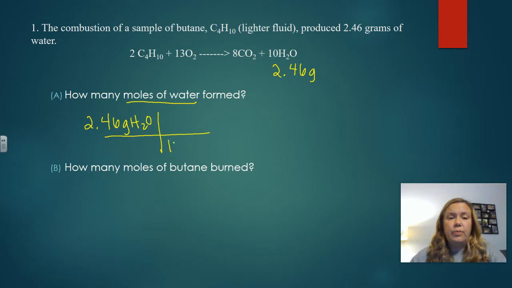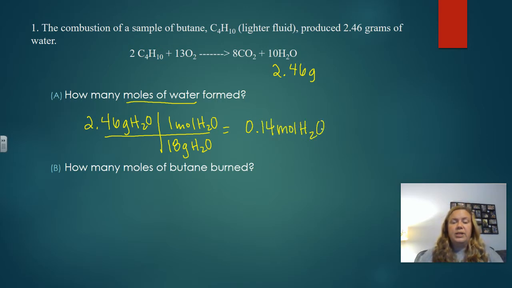We're going to use the molar mass of water, which is 18 grams of water for every 1 mole of water. And we'll just calculate that. Let me calculate that really quick. So we're going to take 2.46 times 1 divided by 18. I'm just going to divide it by 18, and I'm going to get 0.14 moles of water. So we're working with this moles of water just to make life easier right now.